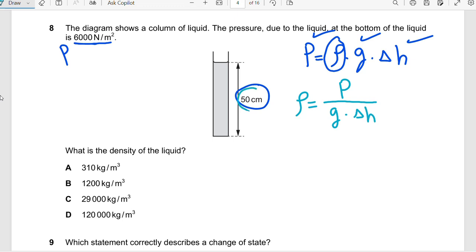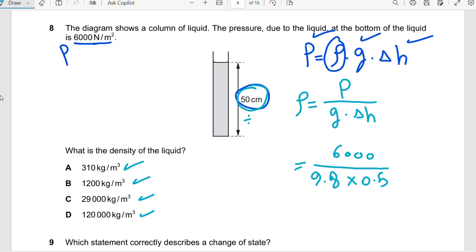Please pay attention regarding this one. Here, they gave me delta H in centimeters, but pay attention to the answers: all of them are in kilogram per meter cubed. So I have to make the change of height in meters. It must be in meters. So it's going to be 6,000 over G. Remember, it's 9.8 as it's given at the beginning of this exam, multiplied by 0.5, because I changed by dividing by 100, or multiplying by 10 to the power negative 2.